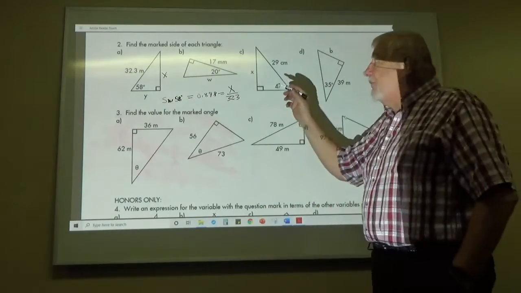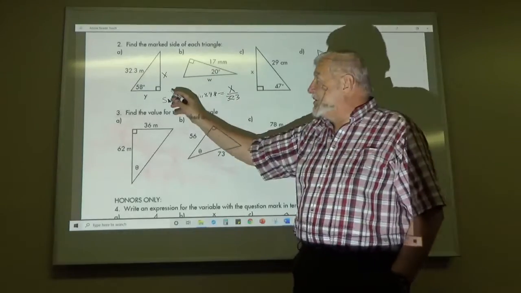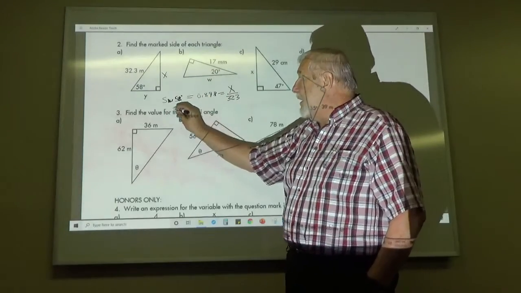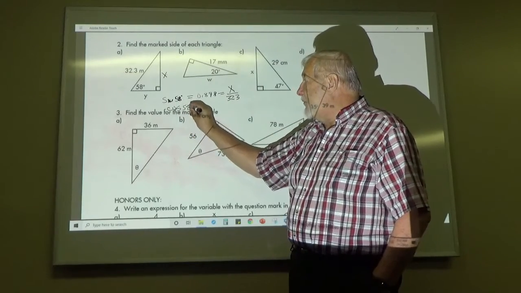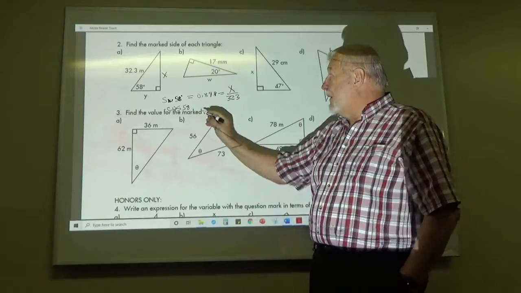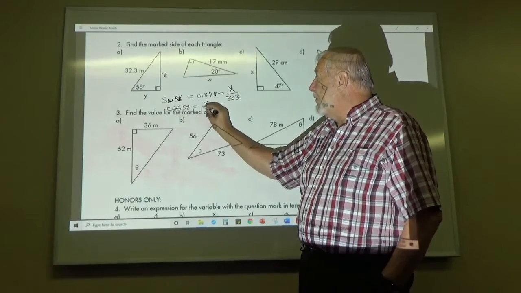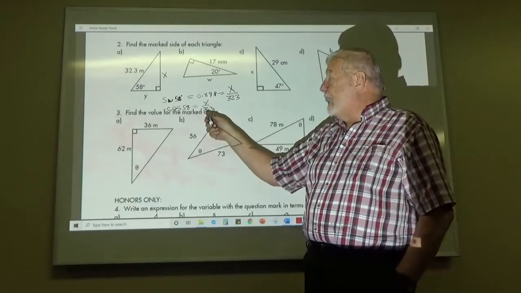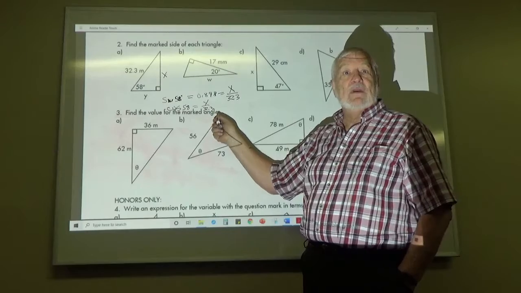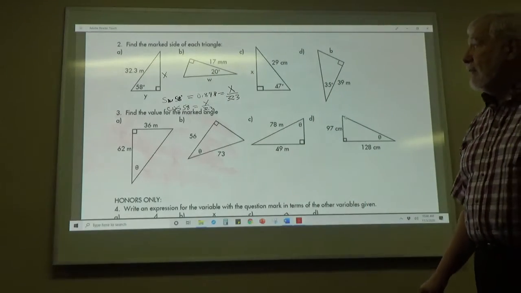Okay. Now, if we wanted y, we don't use the sine leg, we use the cosine leg. So we want cosine of 58 degrees is equal to y over 32.3. So how do I get y by itself? I put in the calculator 32.3 times cosine 58. And that will give me my value of y.